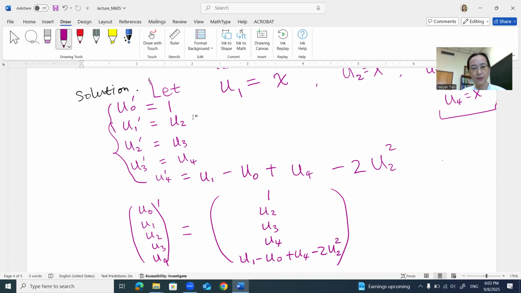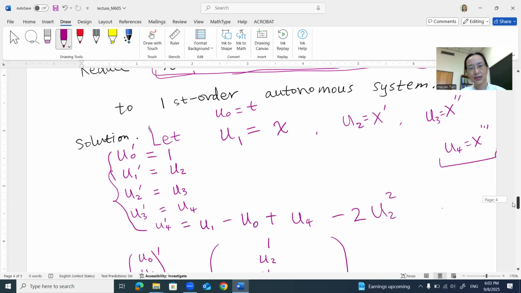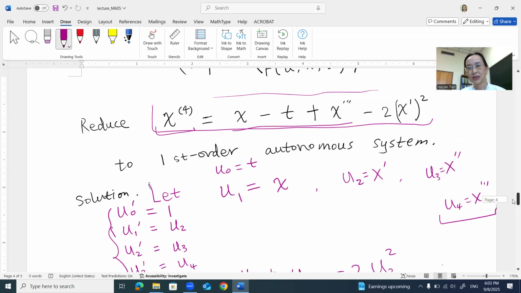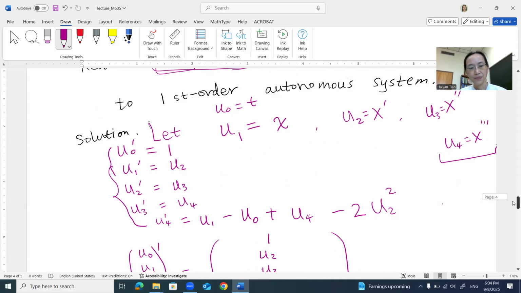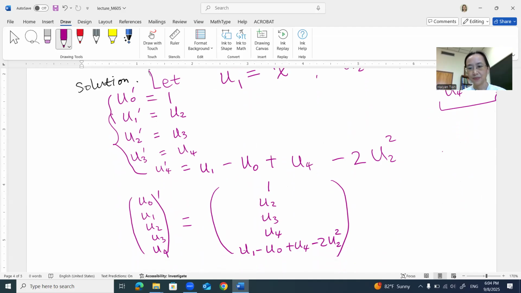Okay, so through the 2 examples, you see the techniques, how we can possibly reduce a higher order non-autonomous problem to a system of first order autonomous. So now finally we get a first order autonomous system.